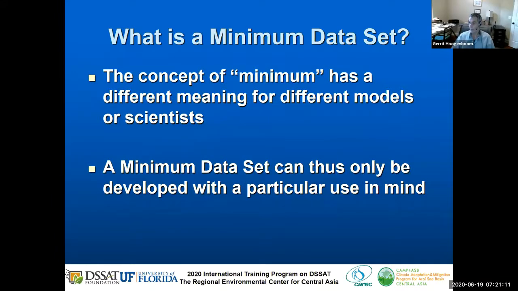So, and again, if you talk to different model developers, and we know there are quite a few models out there, different model developers have a different meaning for a minimum data set.